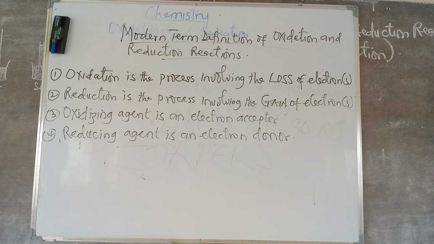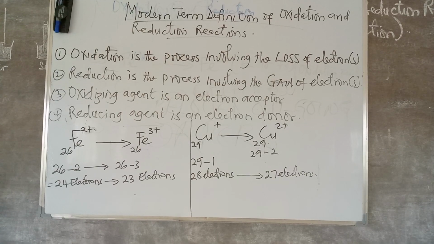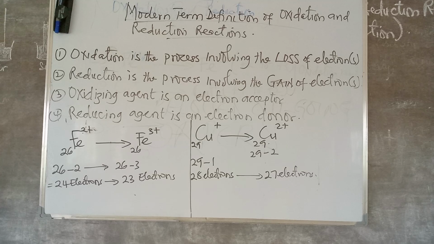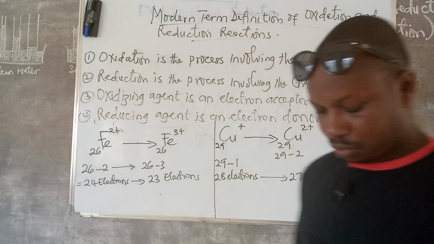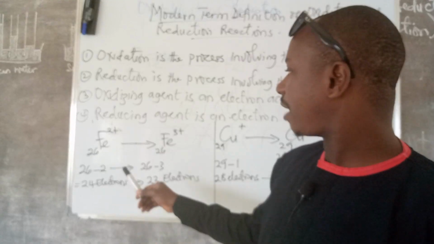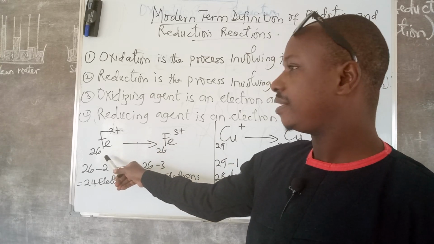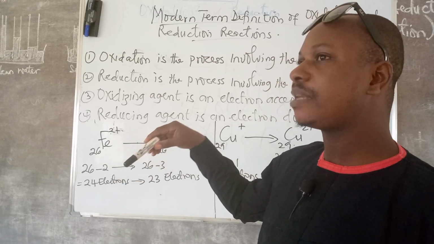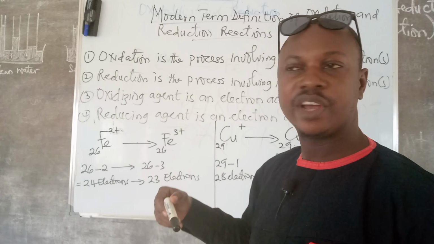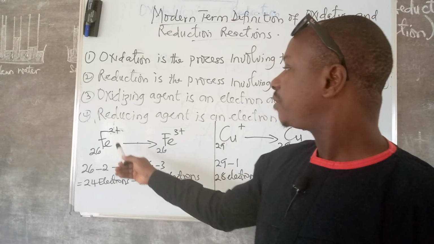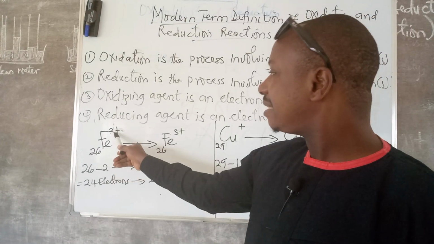Let me show you illustration on the board. Let's check this. Don't forget that iron which I used before. If you see that iron from +2 oxidation state is changing to +3 oxidation state. So if you watch carefully now, you see that the atomic number of iron is 26. And don't forget that an atom has the same number of protons and the same number of electrons. So if you watch, if you know chemistry very well, this is a cation.